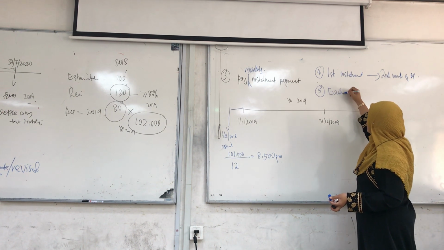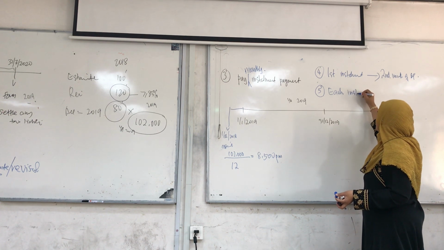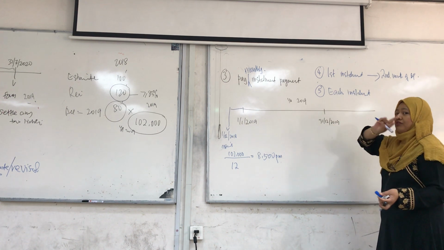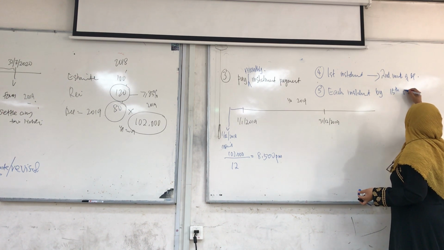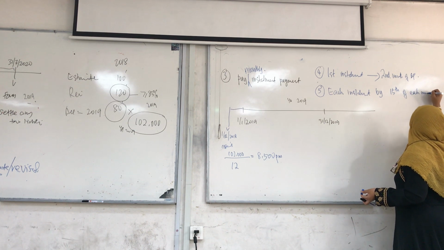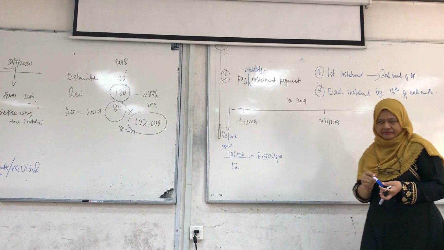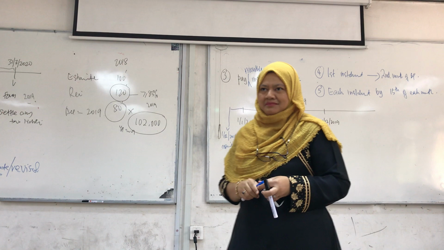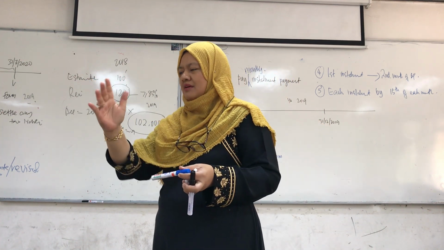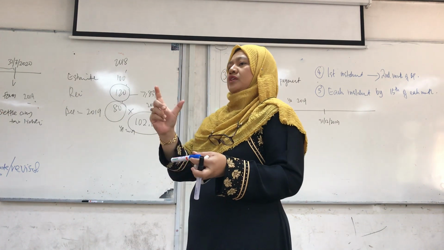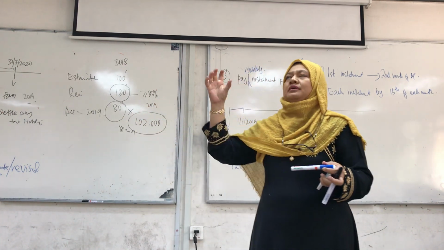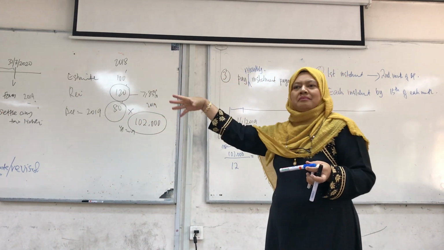how much was each installment earlier? 8,500, right? Each installment for 12 months must be by 15 of each month. What do you understand by that? By 15 of February, 15 of March, by, not on. Okay? By 15 of March, by 15 of February. February, March, April, May, June.